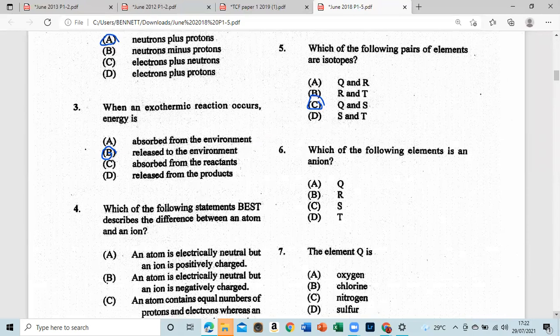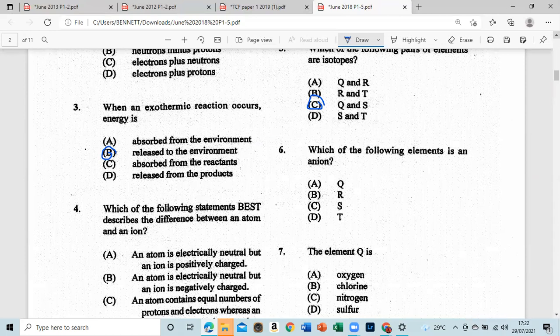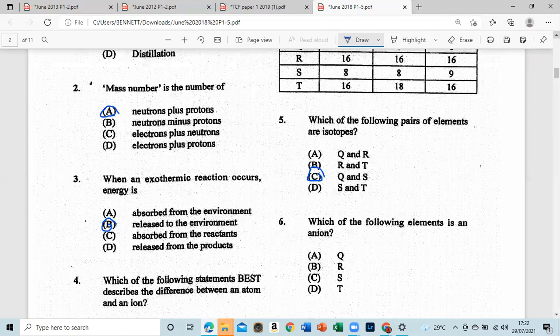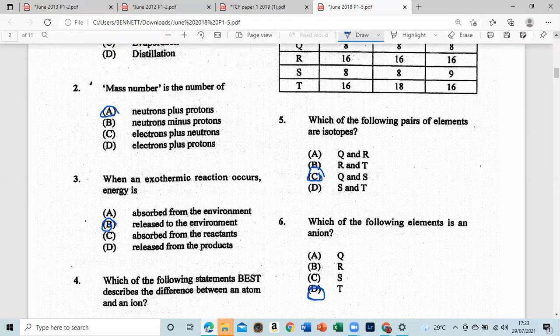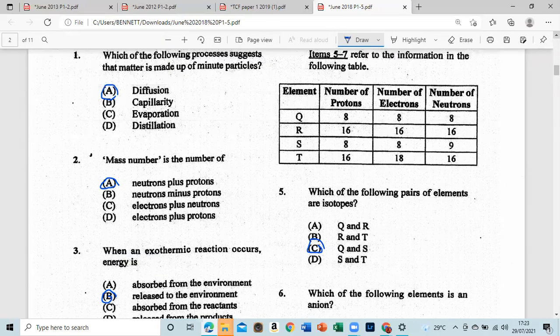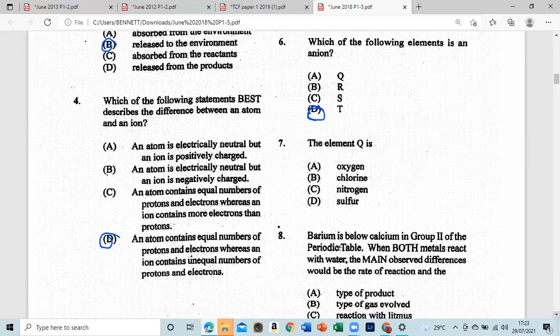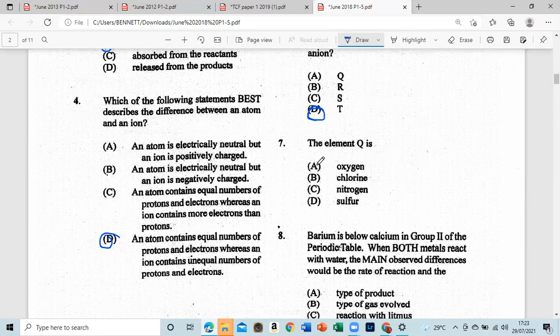Number six, which of the following elements is an anion? Is it Q? Is it R? Is it S? And that would be T. That's number six is D. Let's take a quick look. Alright. Number seven. Element Q, is it oxygen, chlorine, nitrogen, or sulfur? And that is, can't do without it, oxygen.